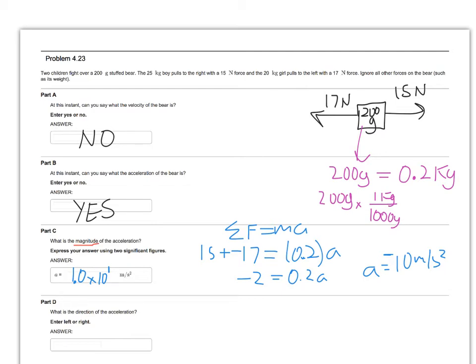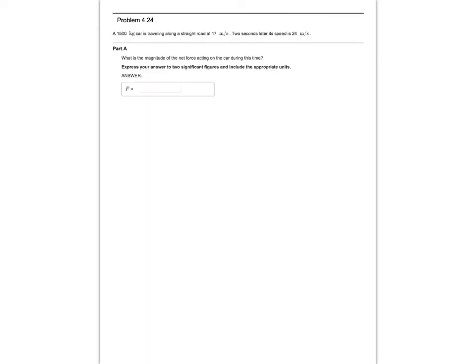Last question was the direction of the acceleration. Two ways of thinking about this. Number one, we see clearly that there's more force to the left than to the right, and so that means our acceleration is going to be going left. Or you could look at the fact that when we actually got that answer for our acceleration, it was negative. We set left to be the negative direction, so that means our acceleration is left.